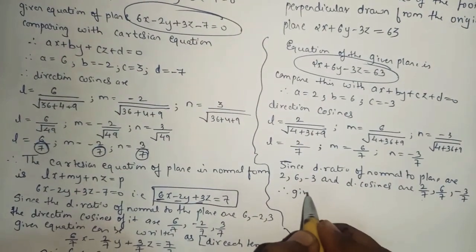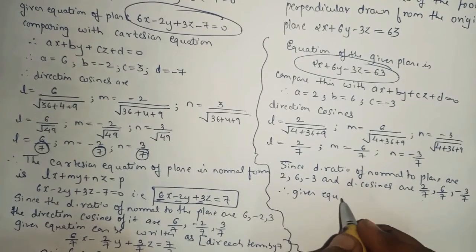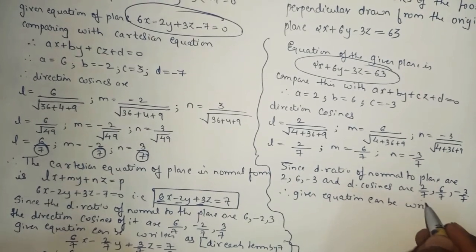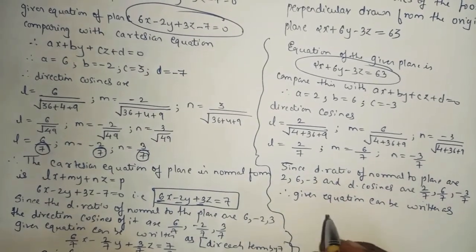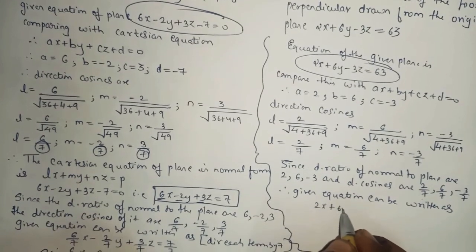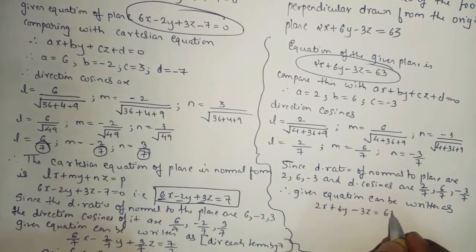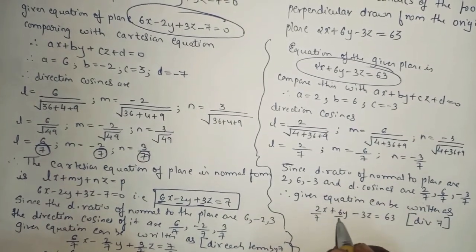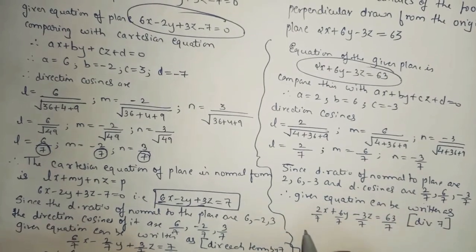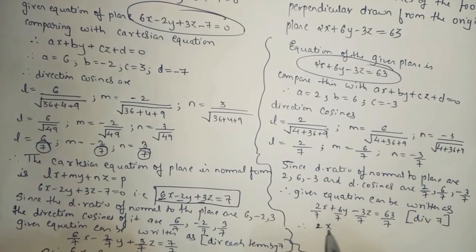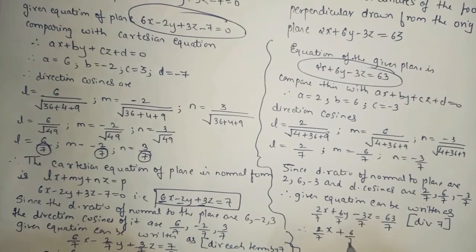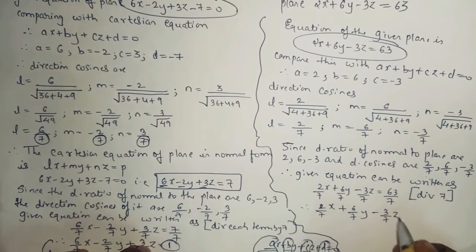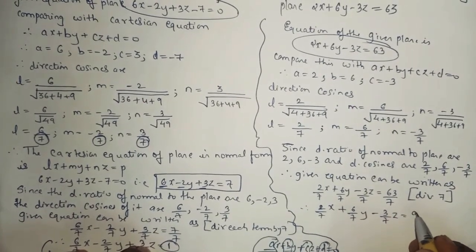So the given equation, yes or no? So the given equation can be written as 2x plus 6y minus 3z equals to 63. So simply divide each term by 7. So 2 upon 7, 6 upon 7, minus 3 upon 7, 7. So here you will get 2 upon 7x plus 6 upon 7y. Yes or no? Minus 3 upon 7z equals to 63 upon 7 is what? 9.